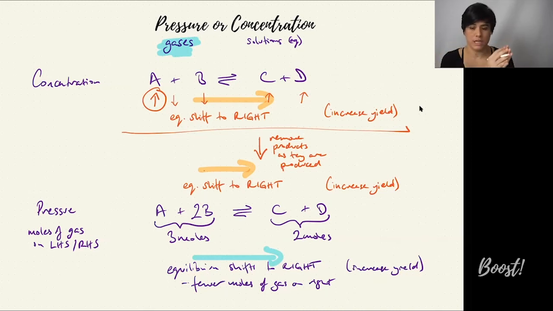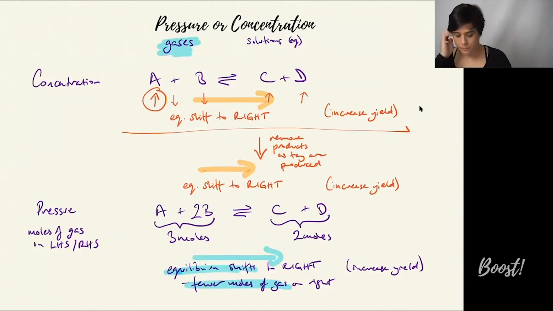If we have more collisions of A and B particles, we're going to create more of C and D. So increasing the pressure is pushing the particles closer together, and that's going to have more of an effect on the side that has the more moles, and that's going to push the equilibrium in the direction of the side that has the fewer moles. So the key thing to remember is that equilibrium always shifts in the direction of the fewer moles of gas.